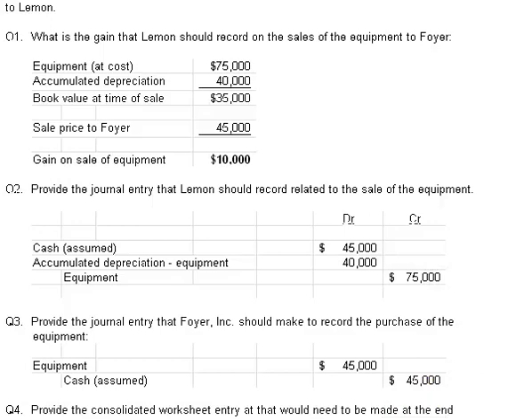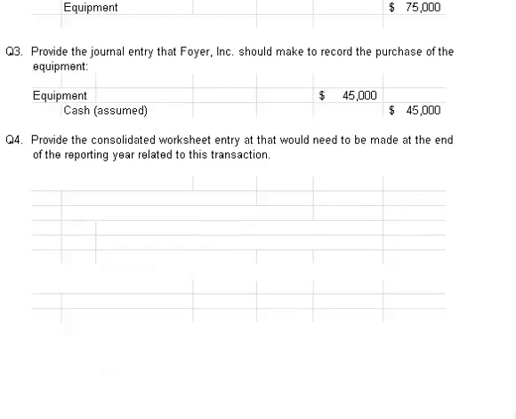Okay, then we get the next question. Now I've slid up a little bit so we can see that question. Question 4 is, provide the consolidated worksheet entry, or actually these are entries that would need to be made. Let me change that.